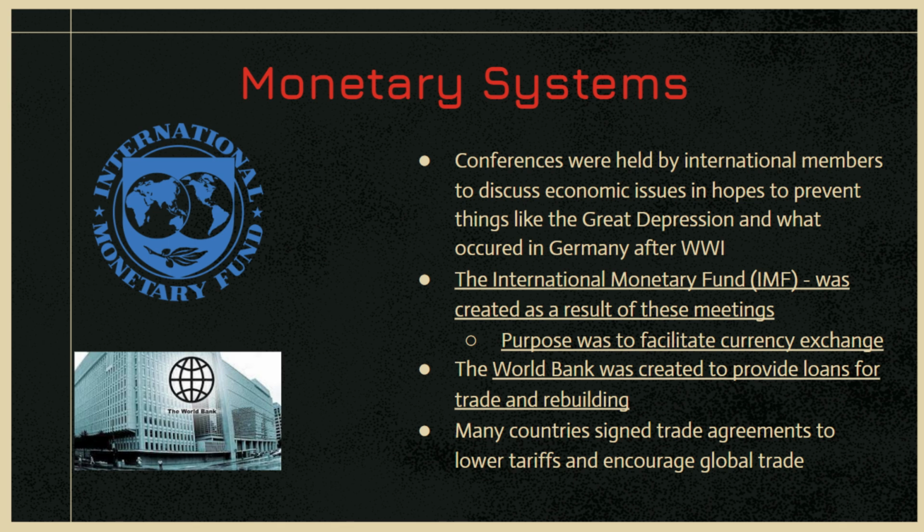So they create things like the International Monetary Fund to kind of help regulate the economy for people. And they want to facilitate currency exchange specifically. They're like, we should make it easy for us to know kind of the value of everybody's money. And the other thing that's created is the World Bank, and that's created to provide loans for trade and rebuilding in a lot of these war ridden countries from World War II.